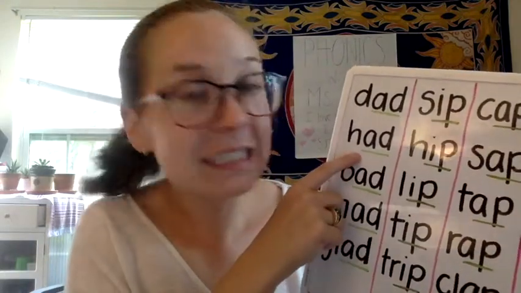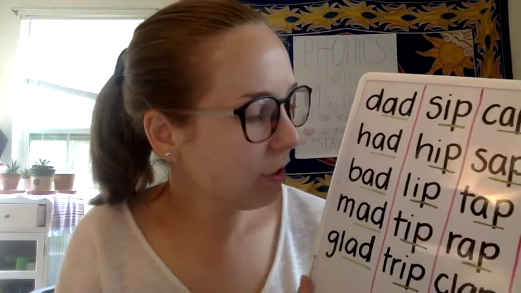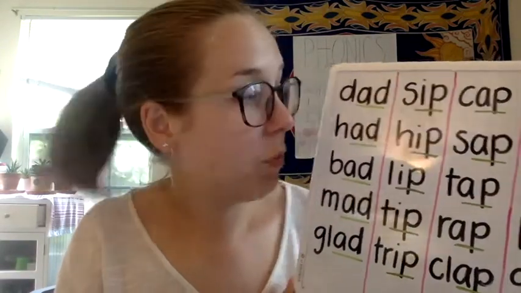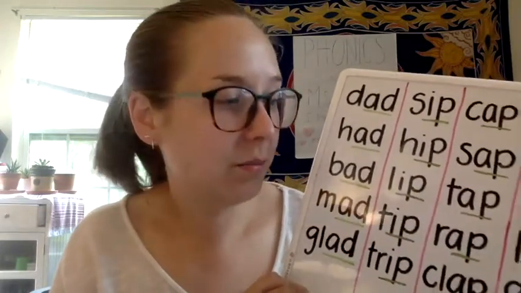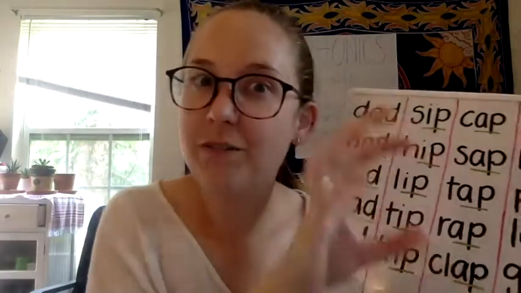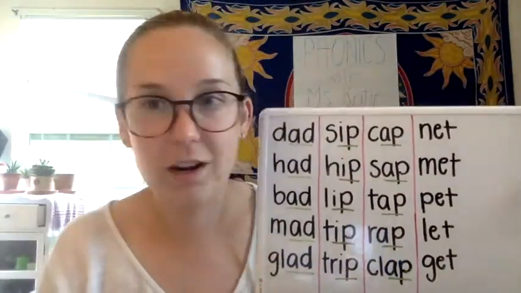So these all ended in AD, and these end in IP. So let's think of another word we could add to this column. We could put an R in front of the IP and make it rip, like if you rip a piece of paper. That could fit in that column. See, we're just putting a different letter in front of that pattern to make a new word, right? So let's look at this third column here.